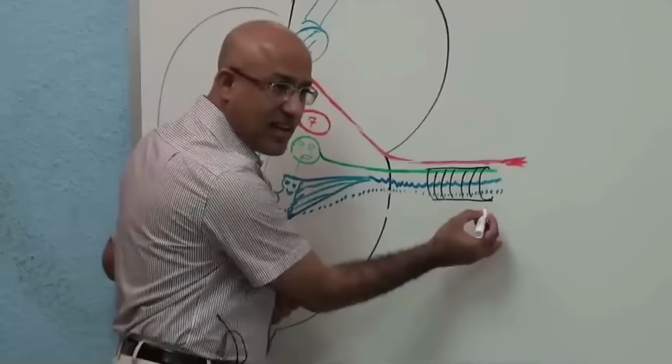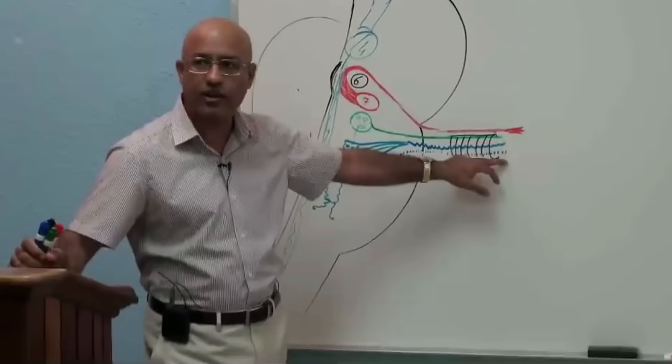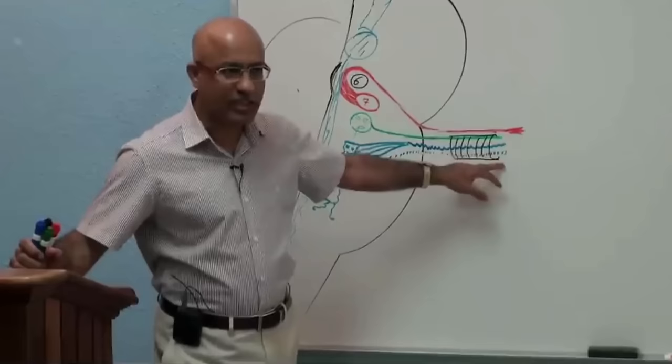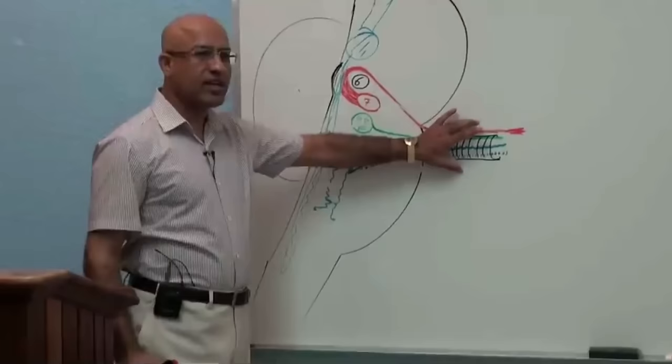Even though conventionally we say that nervus intermedius is the sensory component, of course, it has taste sensation and also touch, pain, temperature sensation. But we should not forget that even though we call it sensory, it also has parasympathetic motor fibers. Is that right? Clear?